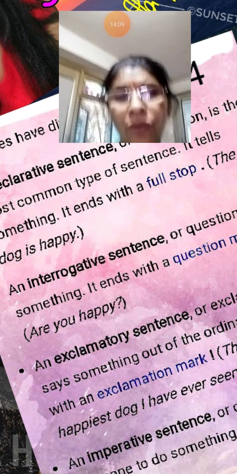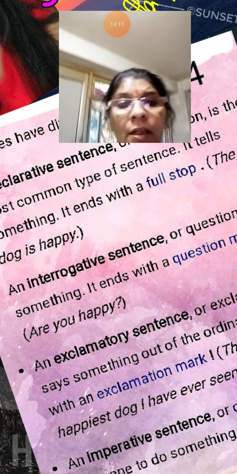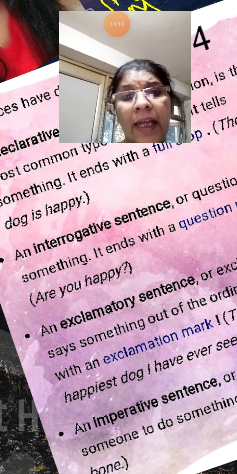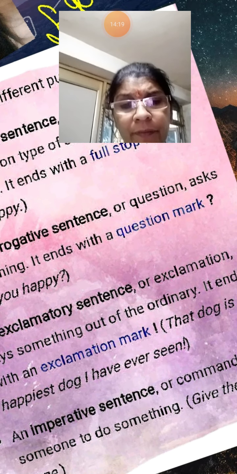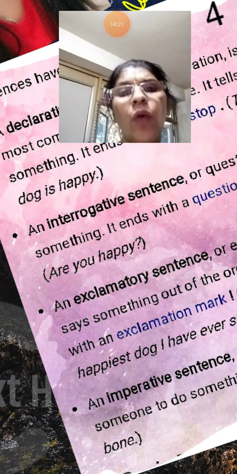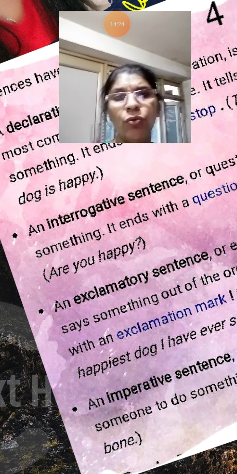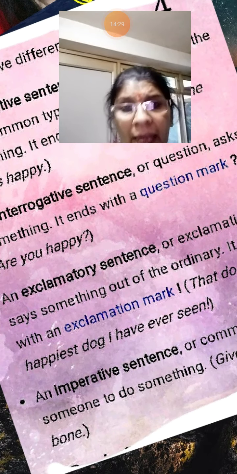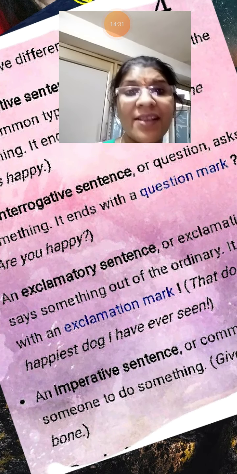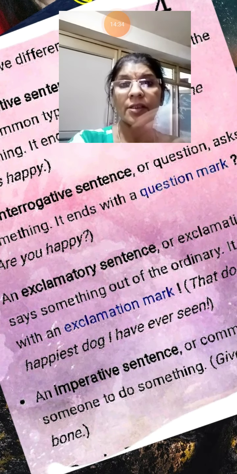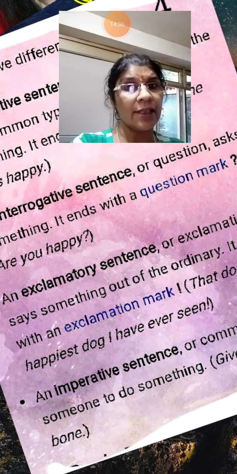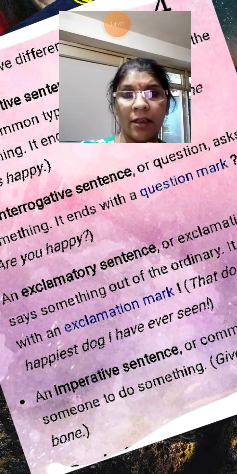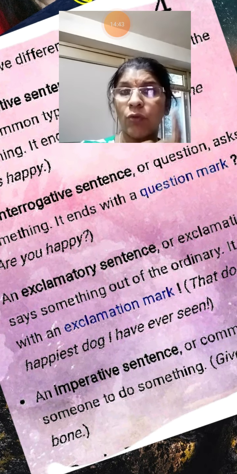Now I explain to you an interrogative sentence, or question. It asks something. It ends with a question mark. Are you happy? So this is the interrogative sentence. What is an exclamatory sentence? There is a difference between an interrogative sentence and an exclamatory sentence. Where is the question mark? Are you happy? There is a question mark.